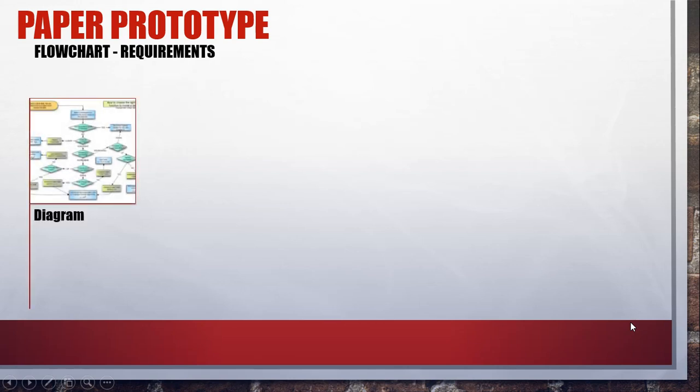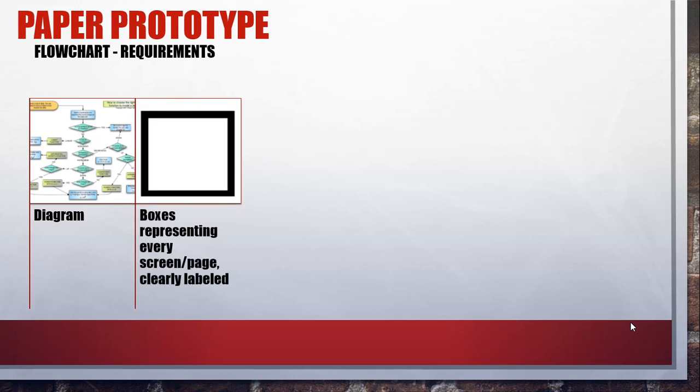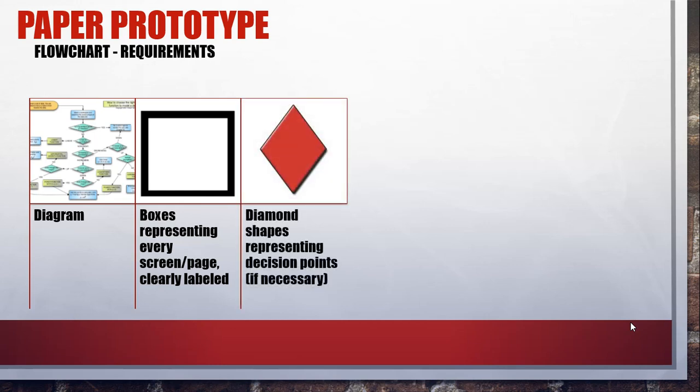The flowchart is going to be a diagram. It has boxes representing every screen or page, clearly labeled. It'll have diamond shapes representing decision points if necessary. For example, if your navigation is such that you're going to ask students to pass an assessment before they can go to the next section of the lesson, then you would use a decision point to say, did they pass the lesson? Yes, goes to the next one. If no, you send them back to whatever screen they need to review.